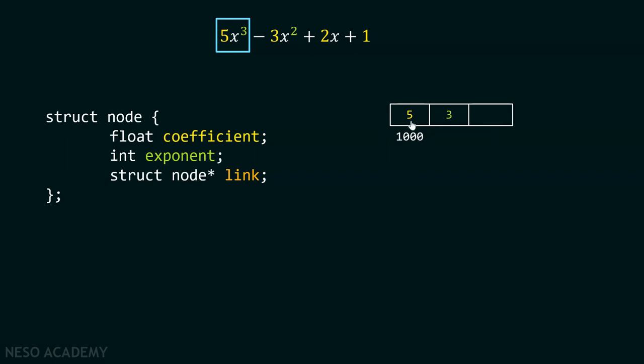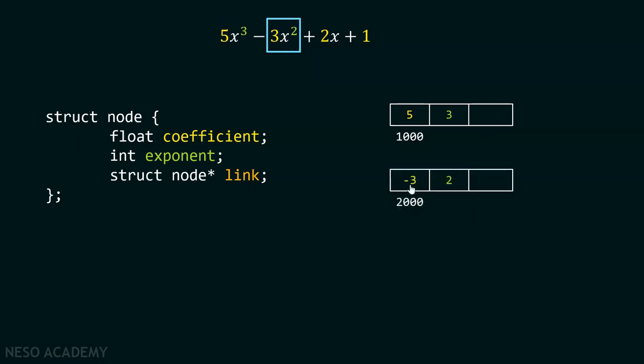Here you can clearly see that the first part is the coefficient. We know that this term has a coefficient 5 and an exponent 3, and that's what we are storing here. There is no need to store the variable x, okay? But here we will store the coefficient as well as the exponent and obviously the link part so that we can store the address of the next node, right? Now, minus 3x squared can be represented by this node. We will store minus 3 because the coefficient is minus 3 instead of plus 3, right? And the exponent is 2, so we'll store 2 over here.